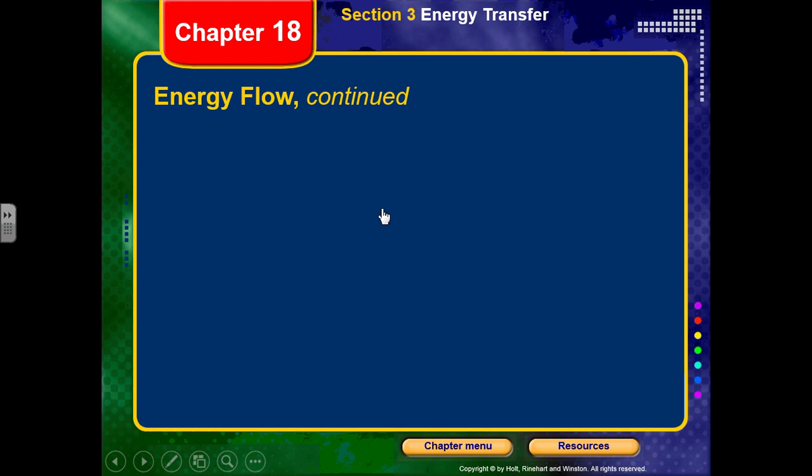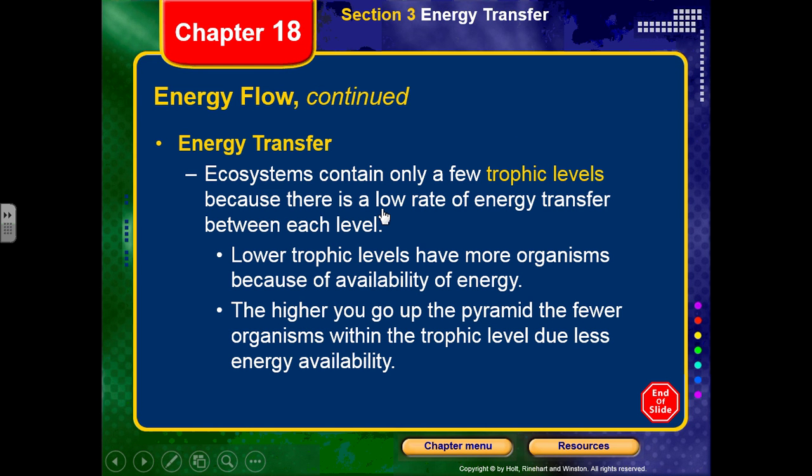Okay, so here's the last thing we'll talk about. Ecosystems contain only a few trophic levels because there's a low rate of energy transfer between each level. So lower trophic levels have more organisms. Okay, there's more energy available. So the higher you go up the pyramid, the fewer organisms you see, and the reason why is because, like was said in the previous slide, only 10% of the energy gets to move on. So the amount of available energy is reduced by quite a bit. So the higher you go up, the fewer organisms you see.